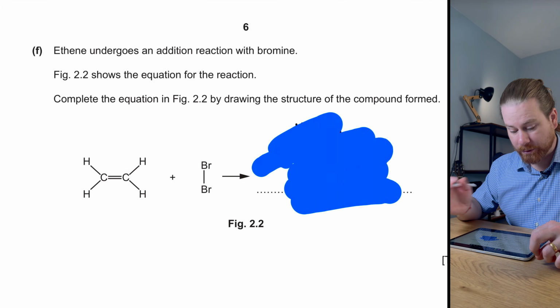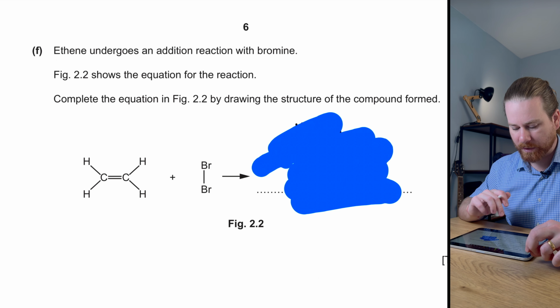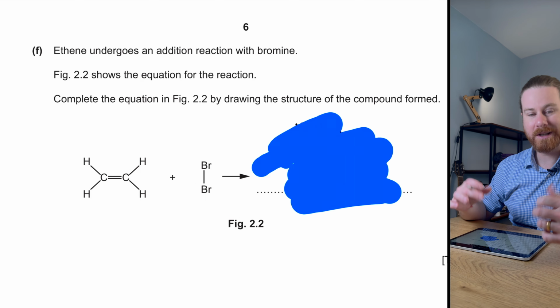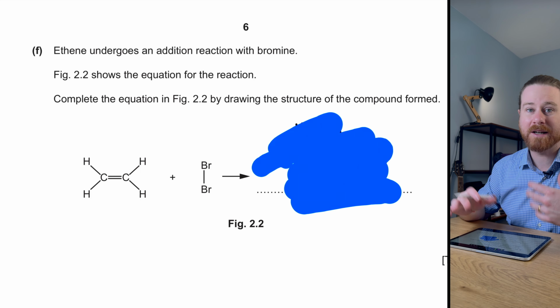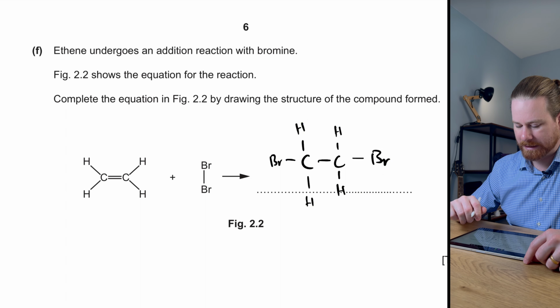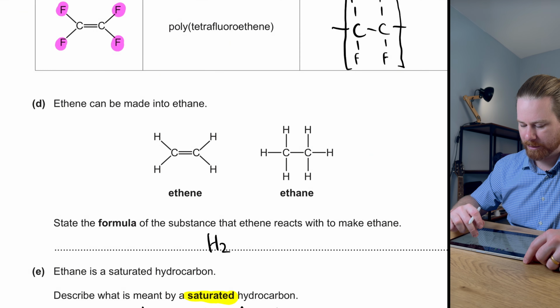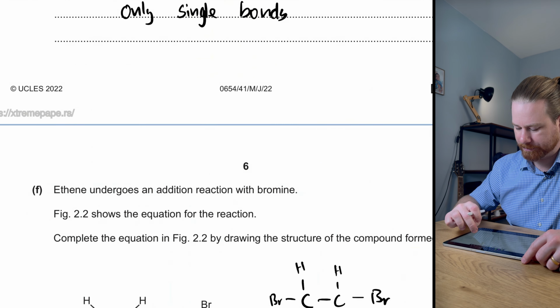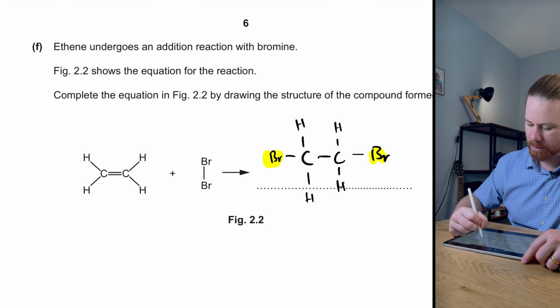Ethene undergoes addition reactions, so it undergoes them with bromine. We've got the equation here. Complete this drawing by showing what is formed. So again, we've got an addition reaction. You're basically just adding bromine to the molecule. So this is what it looks like. Before we were adding hydrogen, and now we're adding bromine.